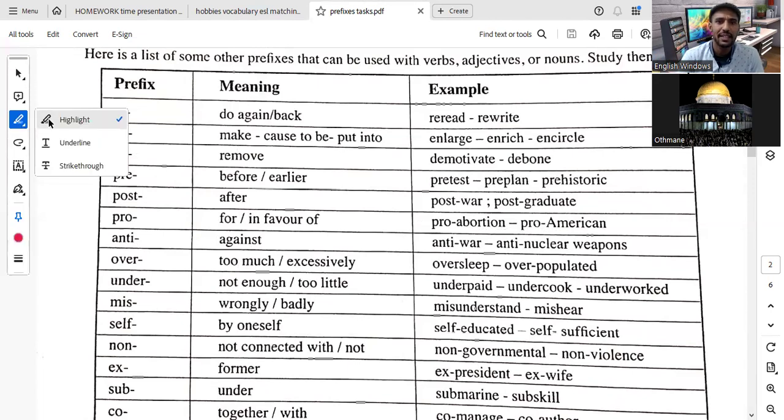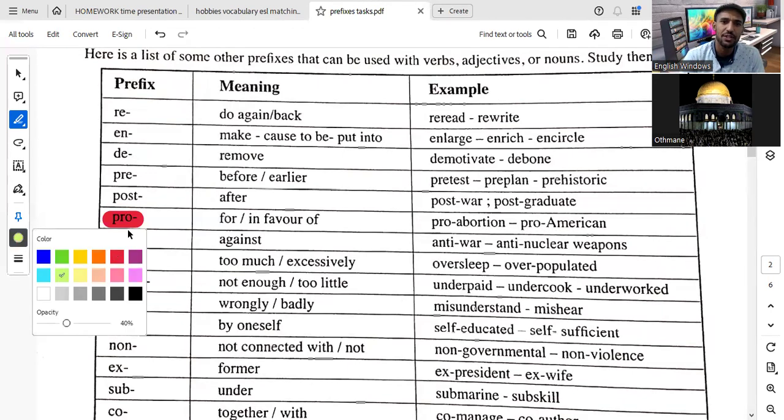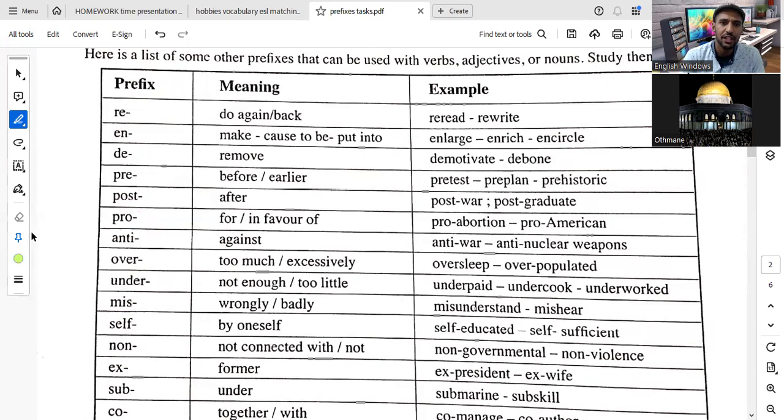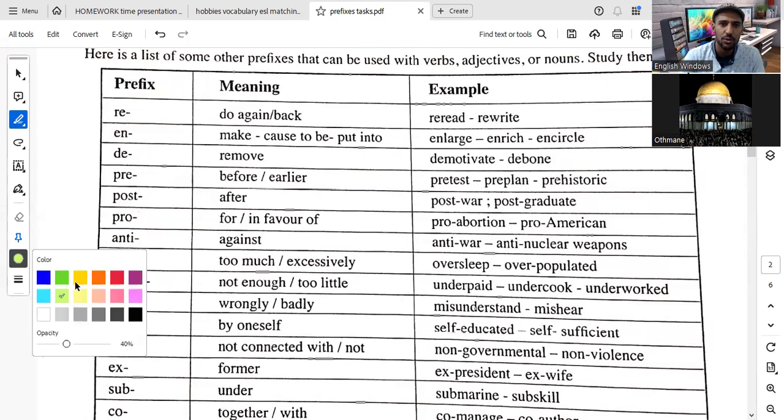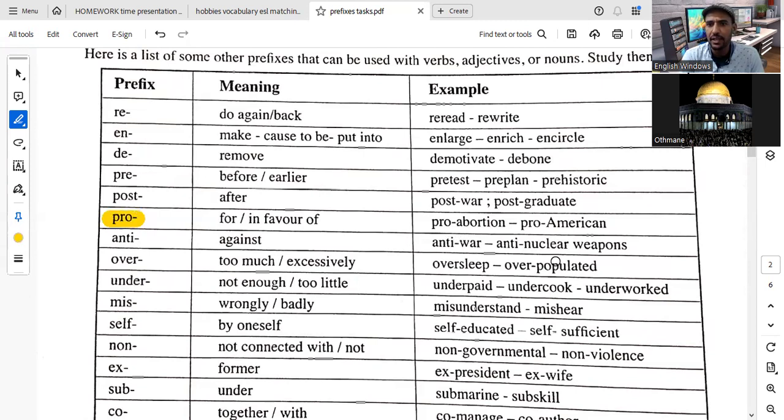Okay, so let me make it clear. When you are pro something, it means that you are with it. You support that. You stand with it, or by it, and so on. Like the example that we had here, pro-abortion. Do you know what abortion means? No.